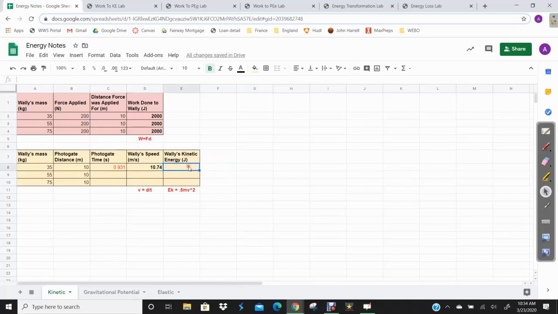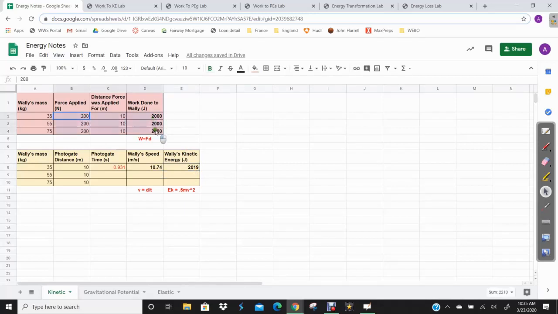Then we can calculate his kinetic energy, and that is equal to 1/2 times his mass times his velocity squared. So I'm going to put in 0.5 times Wally's mass times, in parentheses, his velocity squared. So I'm going to click on the velocity. I'm going to square this here. Okay. So you can see that the kinetic energy he gained during that time was 2019 joules. Well, that's pretty close to the work done by the fire extinguisher.